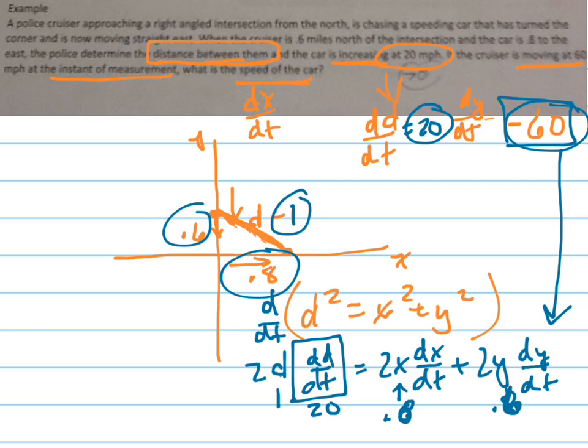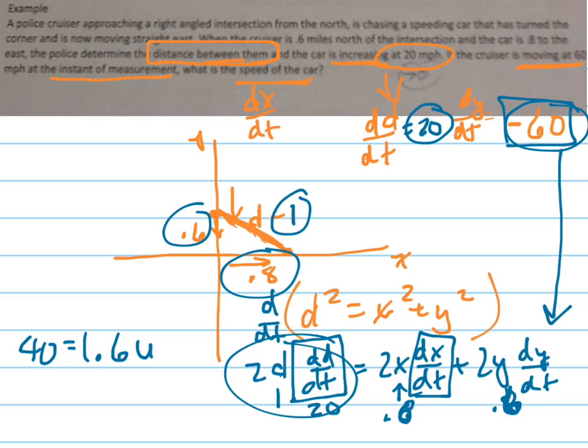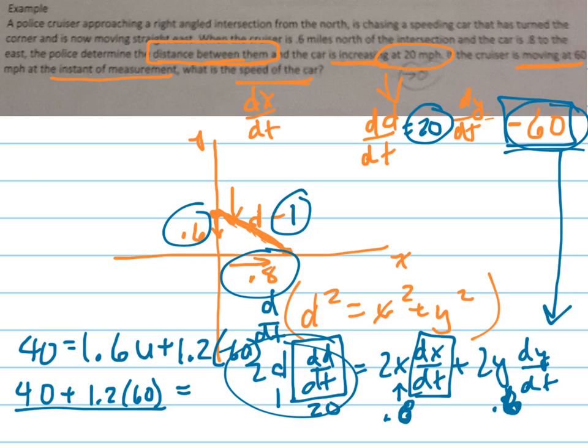So all I need to do is plug and chug, and so this right here is 40 equals 0.8 times 2 is 1.6, and then I'm going to call this u because that's what I'm trying to solve for, plus 0.6 times 2 is 1.2 times negative 60. I'm running out of space here, so use your calculator. That's 40 plus 1.2 times 60 all over 1.6, and just punch that in and you'll find your answer, which is 70, I believe. And that is 70. So dx/dt equals 70, and you want to say 70 miles per hour.